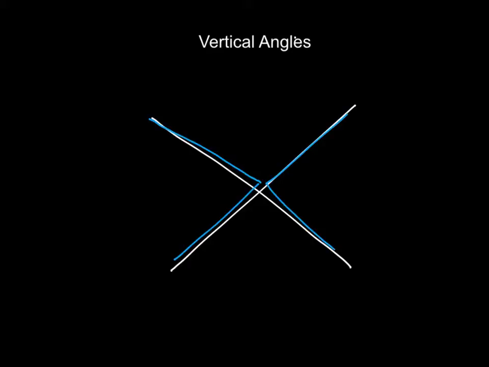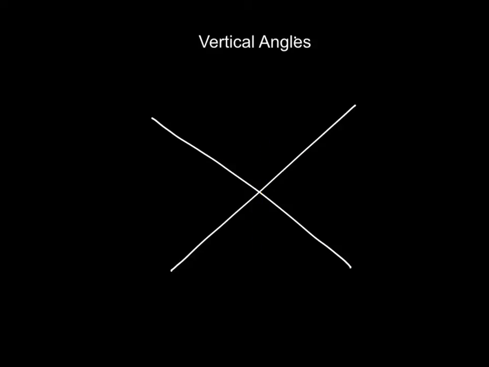The blue angles are vertical angles, and just for further definition, these yellow angles here are vertical angles. One helpful way to think about vertical angles is just that they're opposite. So these two angles here would be considered vertical angles, as well as these two angles right here.